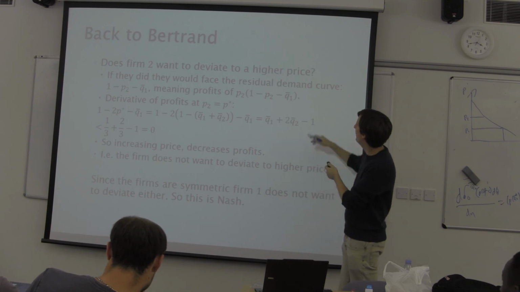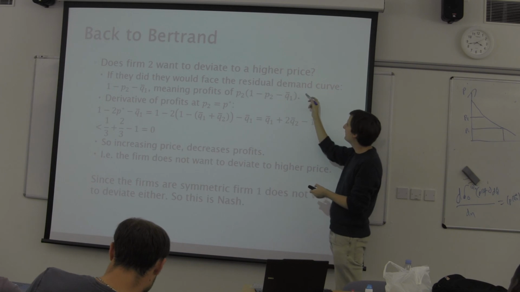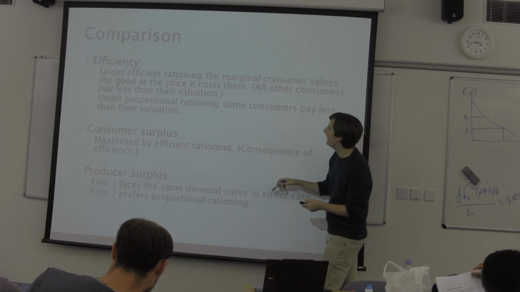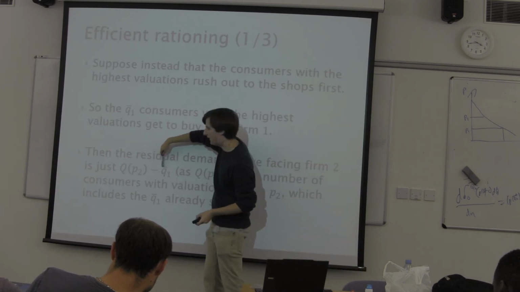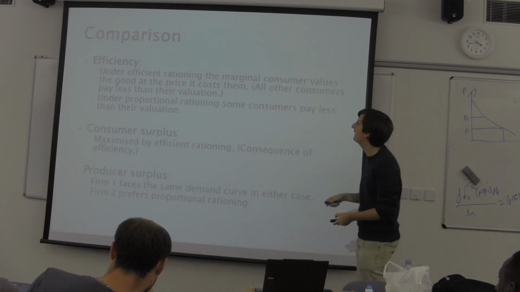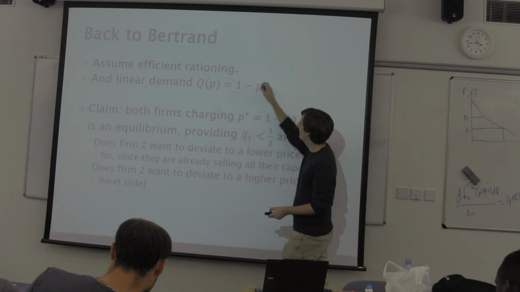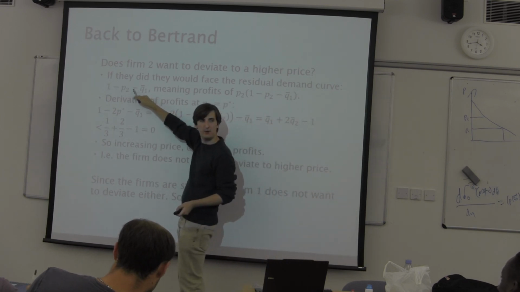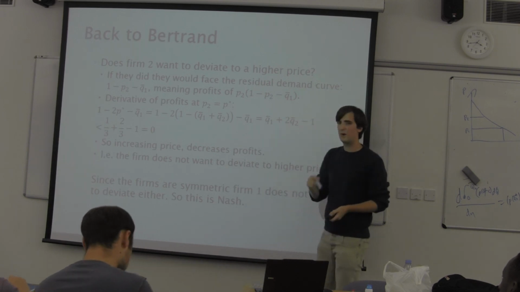Well, let's see. Will the firm like to deviate to a higher price? If they did, they're faced with a residual demand curve. Remember with efficient surplus, the residual demand curve was the original demand curve less the quantity sold by the first cheap firm. So the demand curve firm 2 is going to face is 1 minus the price they set minus the quantity sold by the other firm.